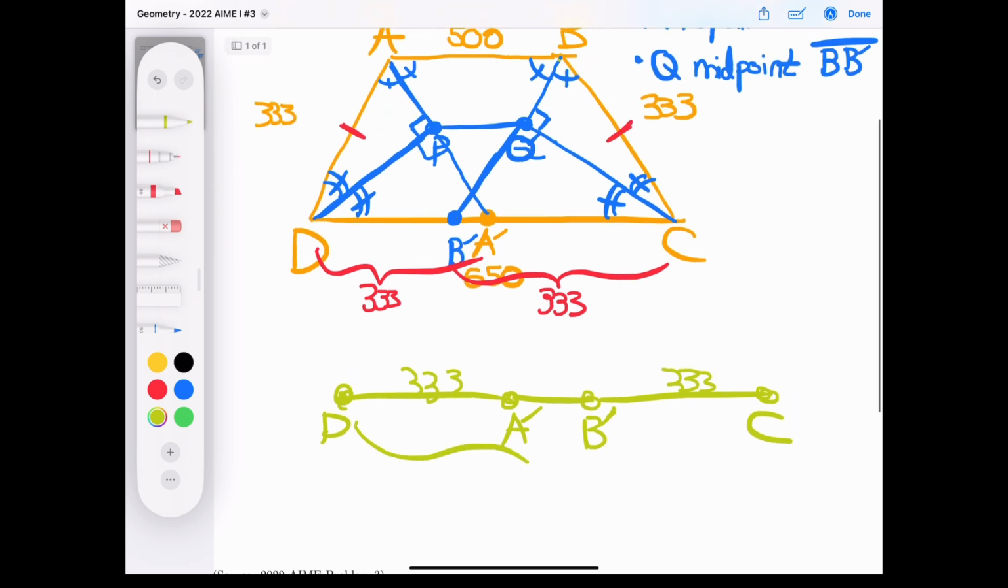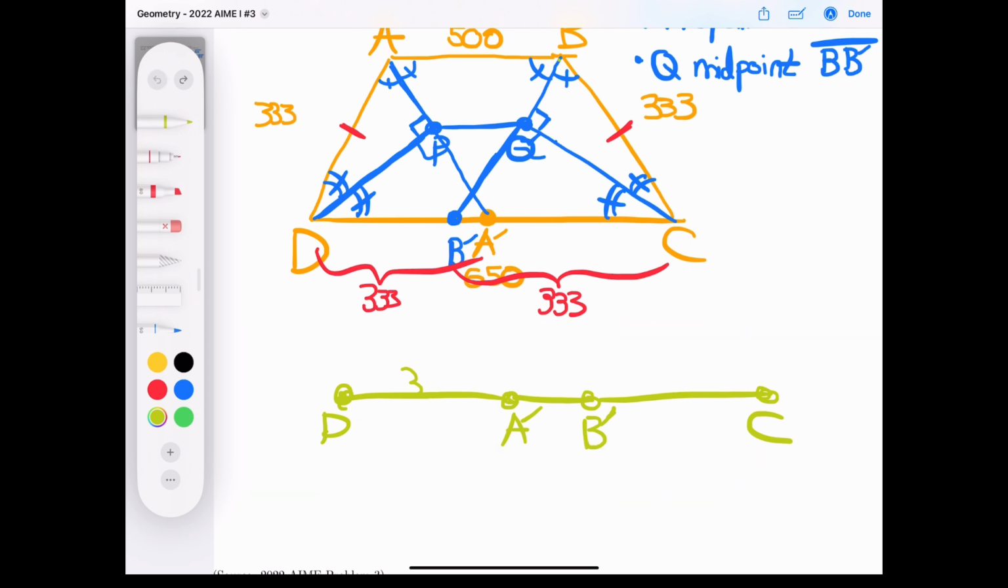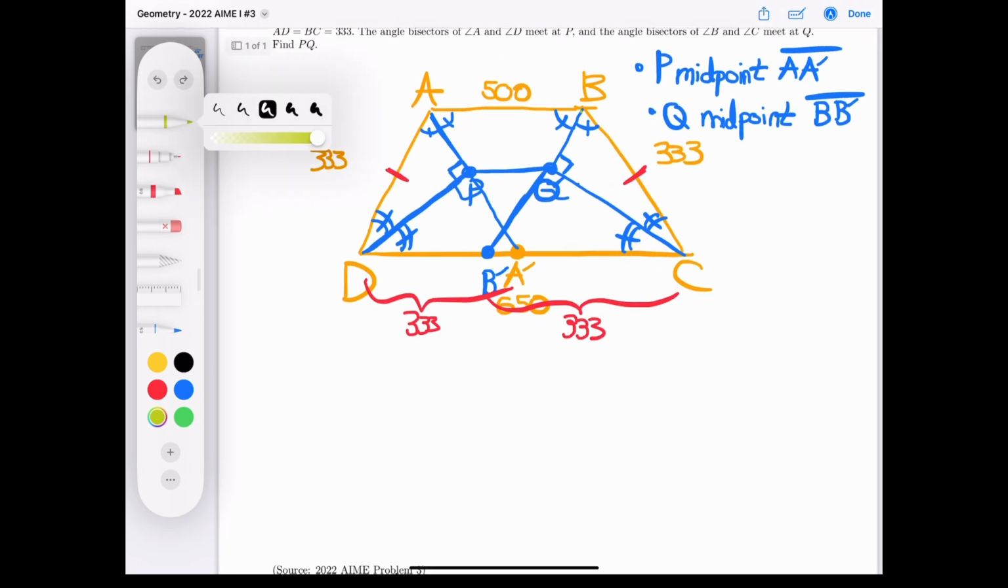But you can see that, given the given lengths, DC is 650 and each of DA prime and B prime C have length 333, so the sum of DA prime and B prime C actually exceeds the length of DC. So this setup here is not possible. So B prime will have to occur to the left of A prime in our diagram as we drew it. Okay, so that's just a way of determining definitively why that must be the case.